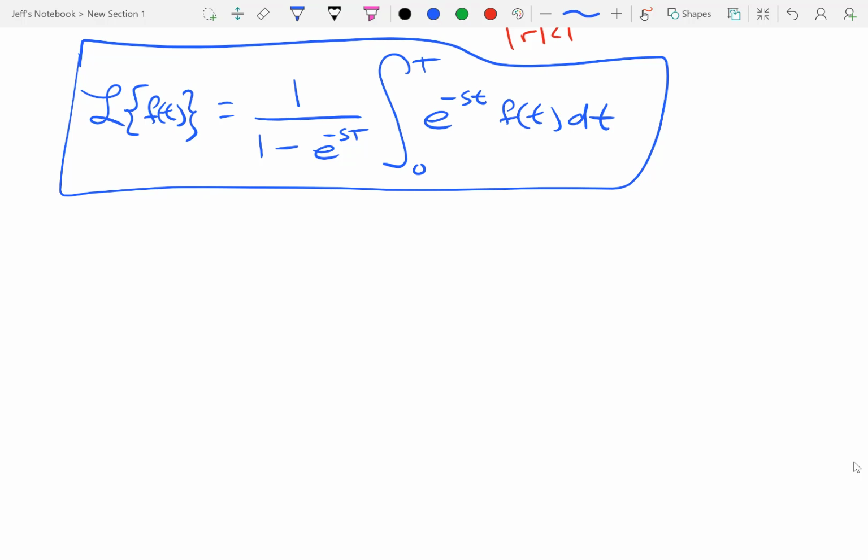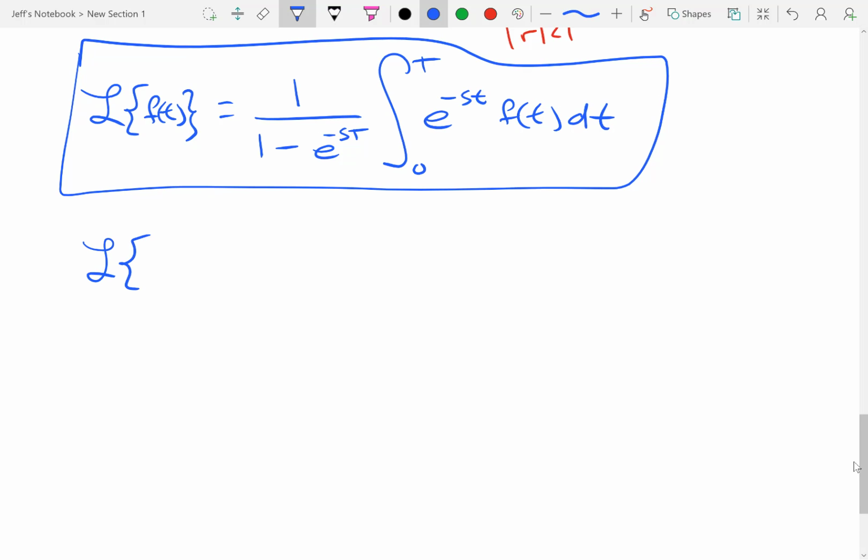Okay, so that proof proves the result, but I don't think it leads to very much understanding of the result. So I think this is worth looking at an example. And the example that I would like to do, let's start with something that we know.